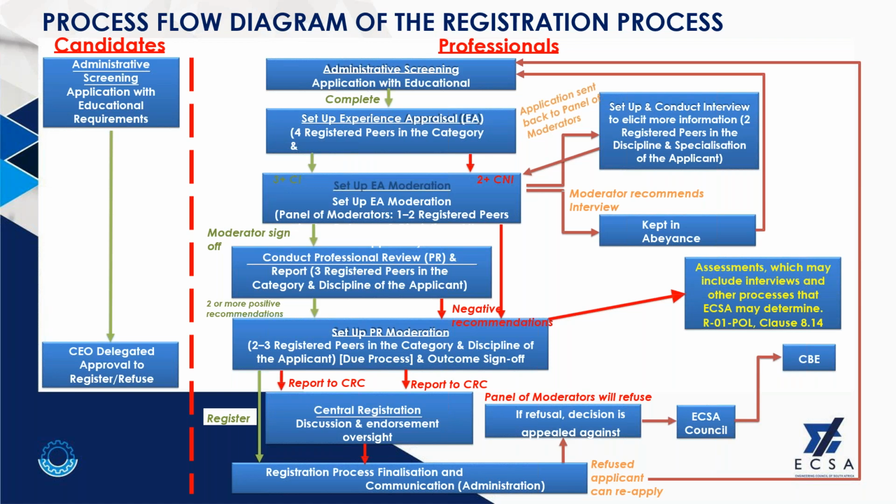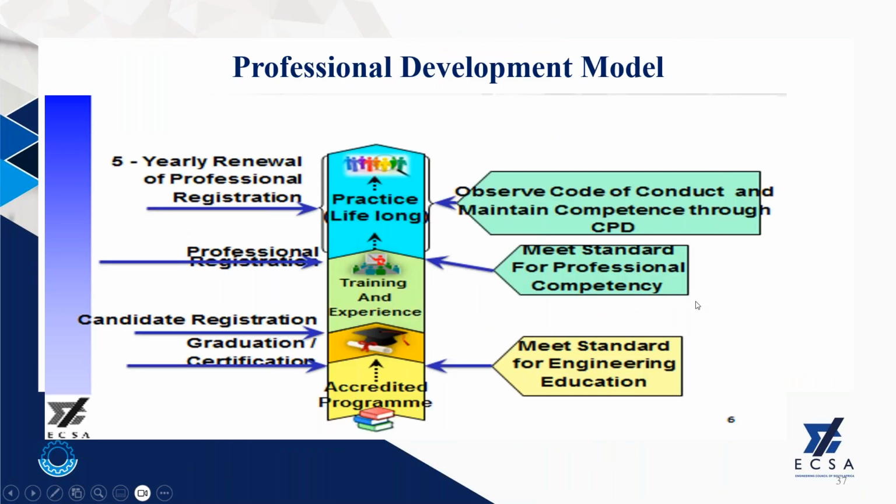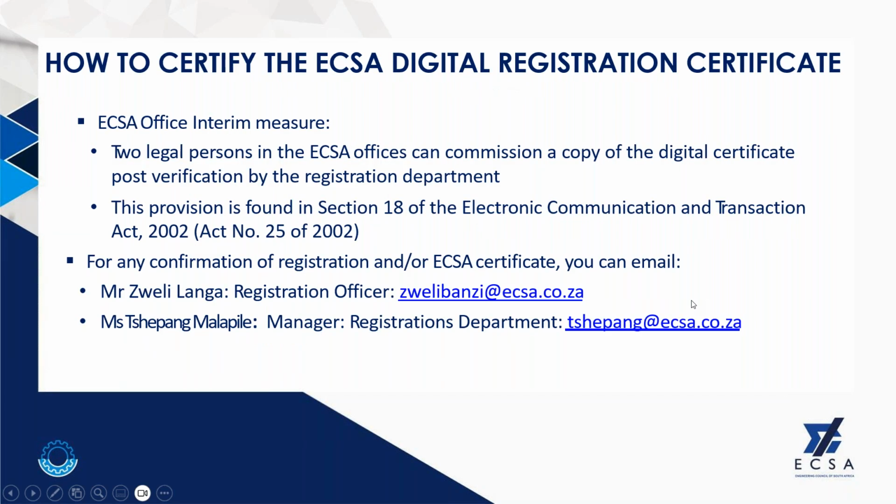After that process, your application goes through the moderation, and the council will either register you or decline you. At this point they are able to refuse you, and then you can reapply as soon as you can, unless it's a total refusal. If you are kept in abeyance, you can simply go back to ECSA after 2 months and apply again. I'm not going to go through this, I've already covered it.